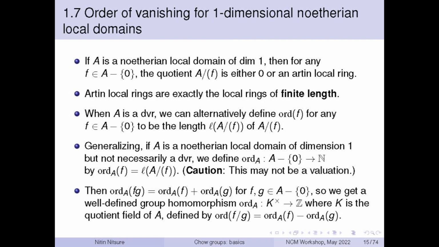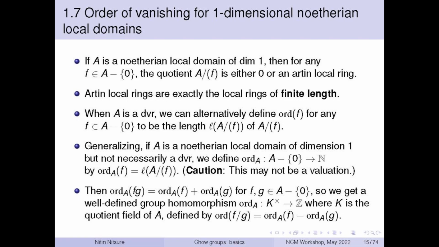So the idea is Artin local rings. The Artin local rings, as all of you know, are exactly the local rings of finite length. You have studied the relevant chapter on Artin rings in Atiyah-Macdonald, I take it. So when A is a DVR, we can define the order to be this length. This length is simply the maximum power, minimum power, such that a belongs to m to the power n. Okay? So you can define this to be the length.